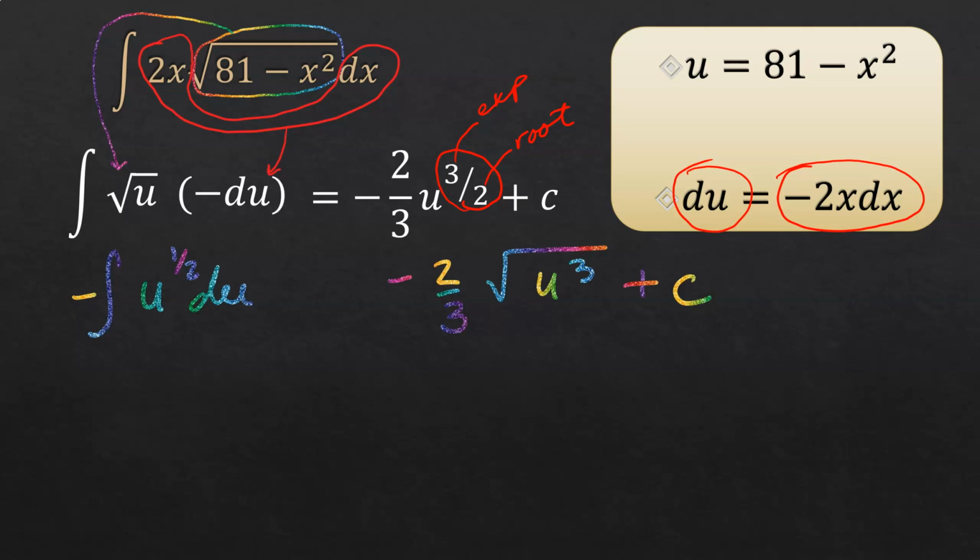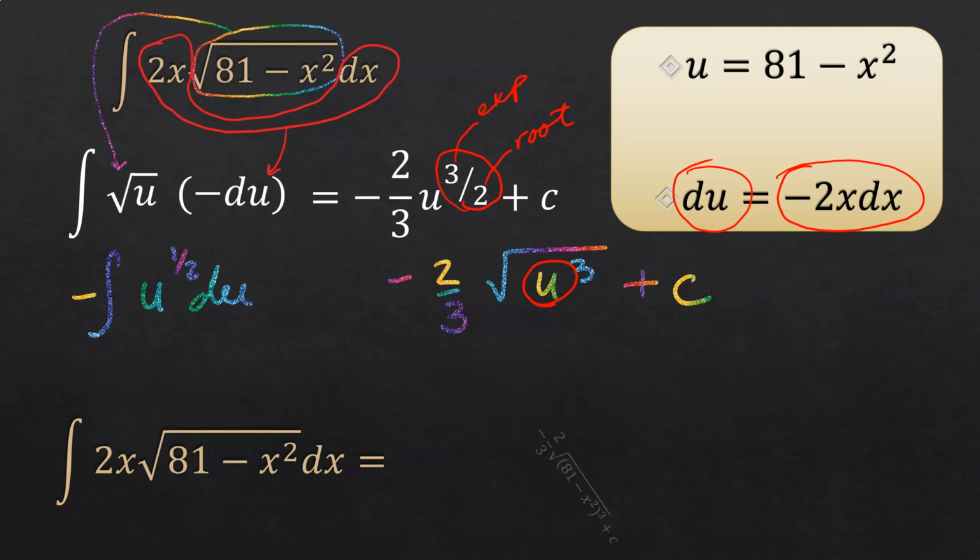plus c. But we didn't start out with u, we started out with x. So then the integral that we were looking at, we'll go ahead and put x back in for u. So you would have negative 2/3 square root of 81 minus x squared altogether to the 3rd power plus c.